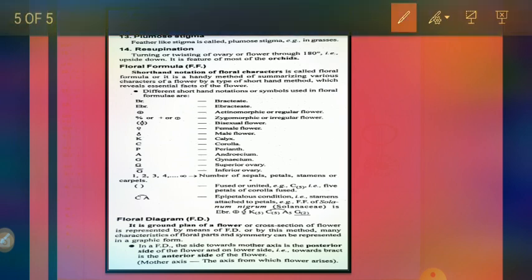And then comes the floral formula. All those things we have already studied in the previous videos also. Here is the floral formula. This is very important for all of you. When we study taxonomy and describe a family and its characteristic features, we come to the floral parts and the floral formula. So let's see what the floral formula is.